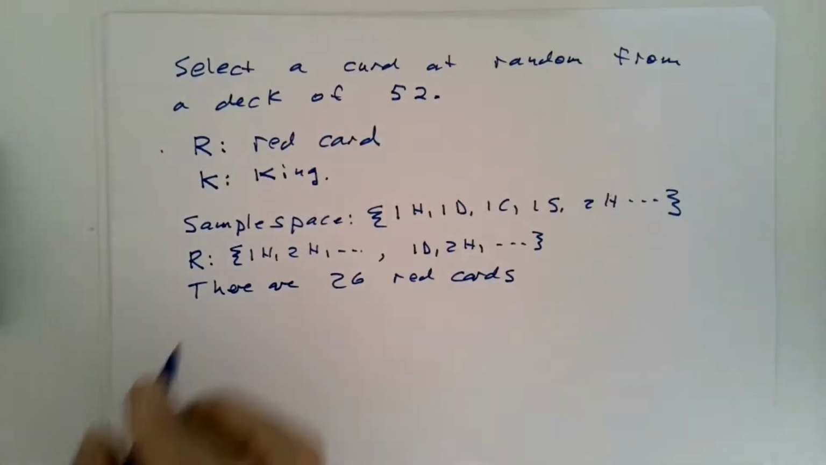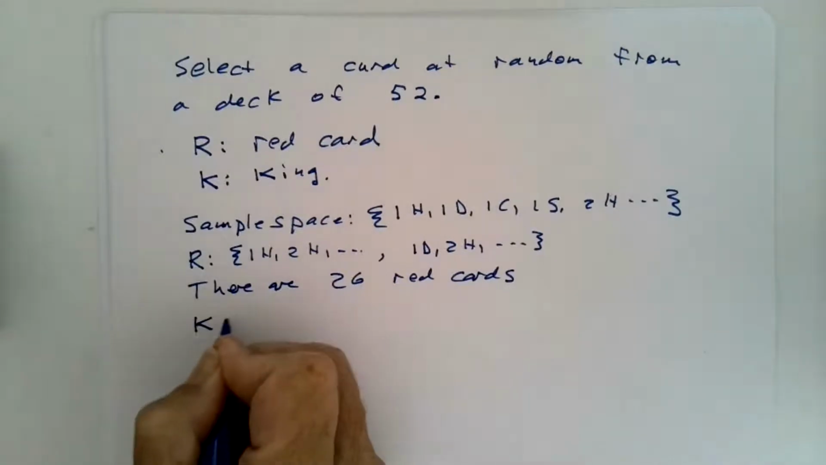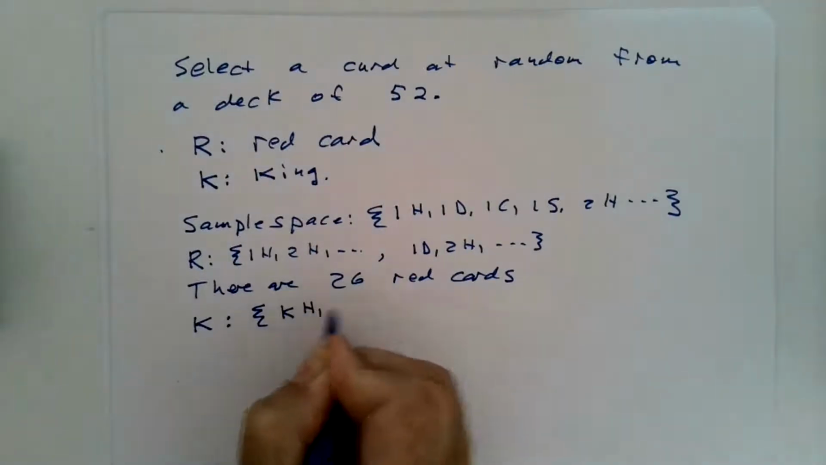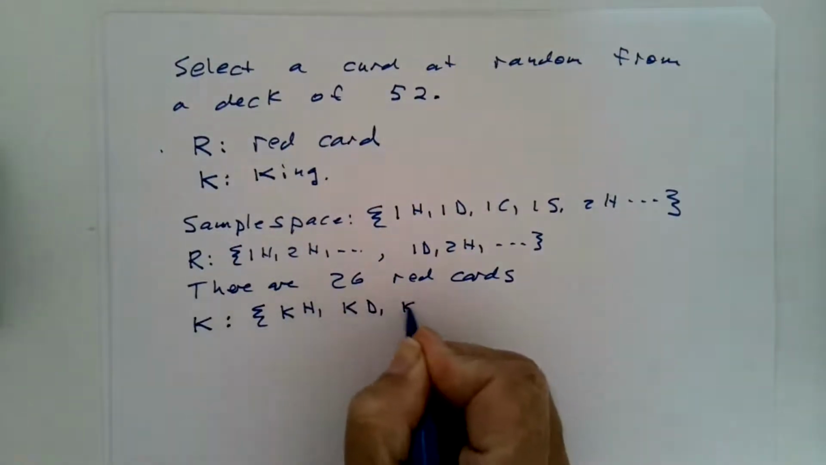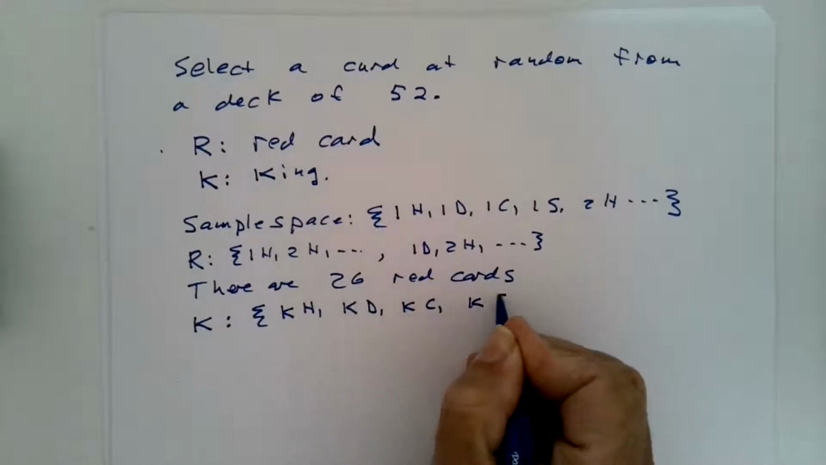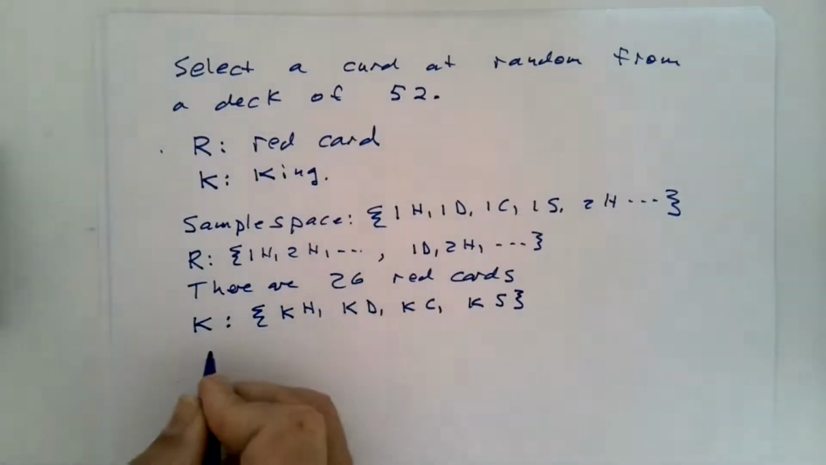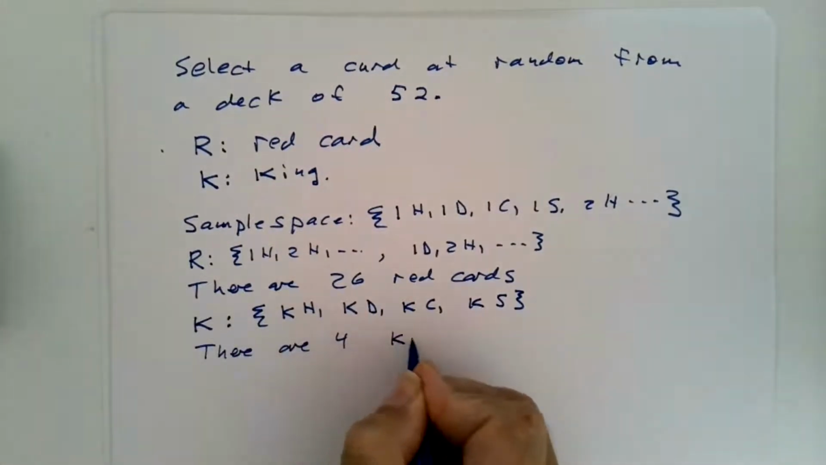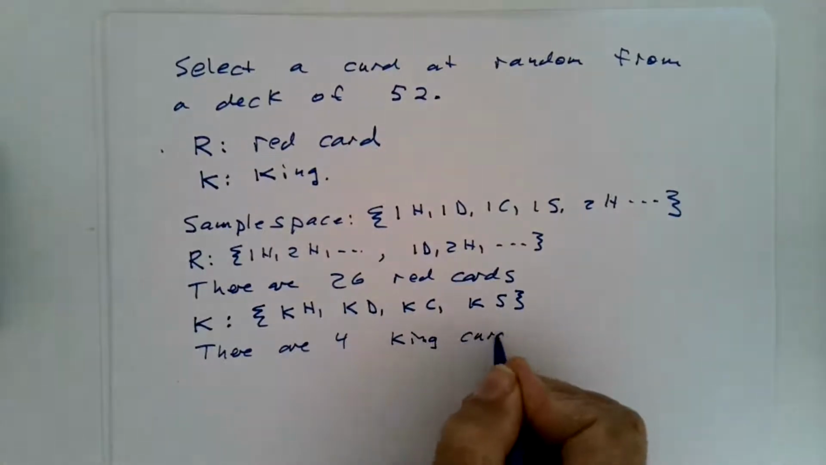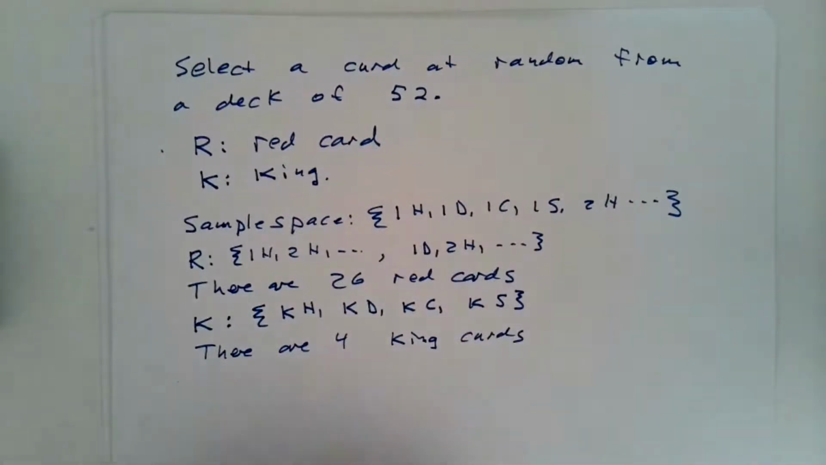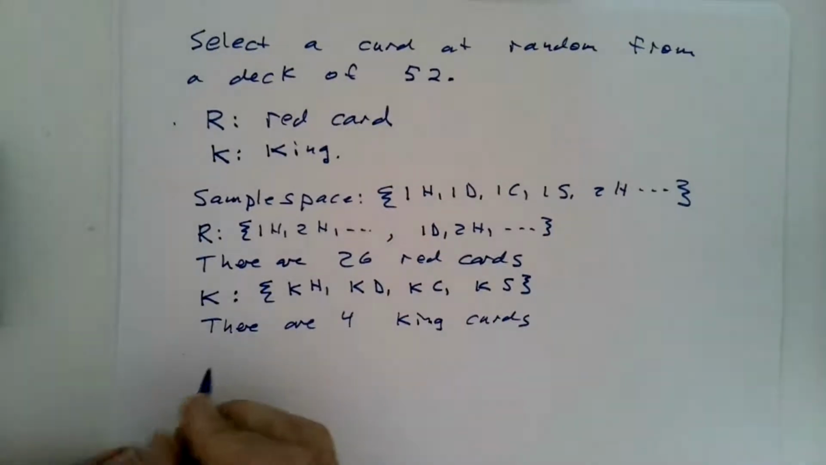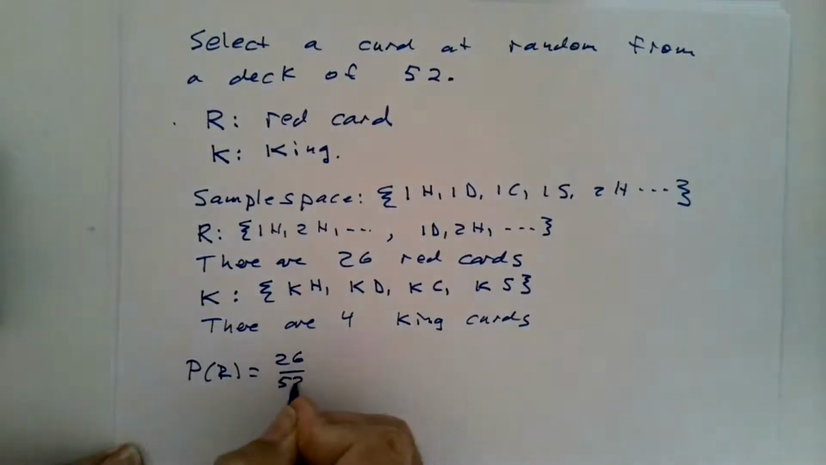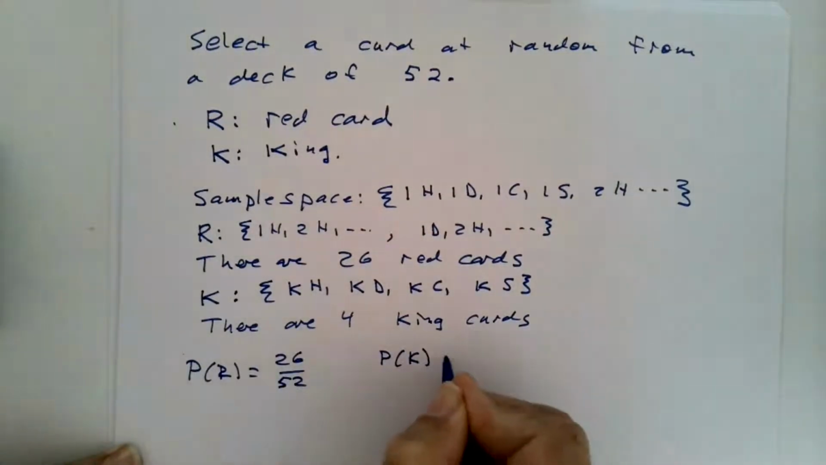K is our event kings. Well, what are our kings? If we call our event K, we have the king of hearts, the king of diamonds, the king of clubs, and the king of spades. So there are 4 king cards. So we can look at the probability of red. We can look at the probability of king. Probability of red is 26 out of 52. I'm going to choose not to reduce the fraction. Probability of king is 4 out of 52.